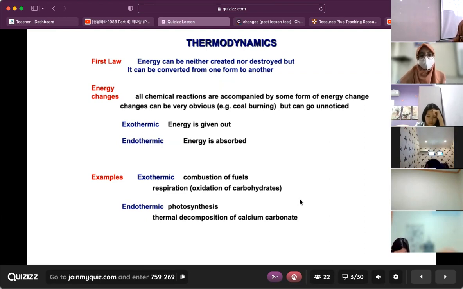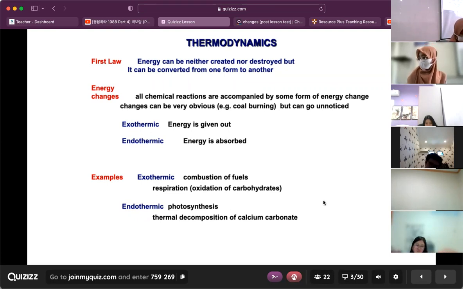But later on, why do we find some differences in the calculation and in the experiment? That is because of human error. Okay, and we cannot ignore that. We still make some error, even though we already make sure that the experiment is carried out perfectly, but still human error is there. Okay, and then next one is energy changes.